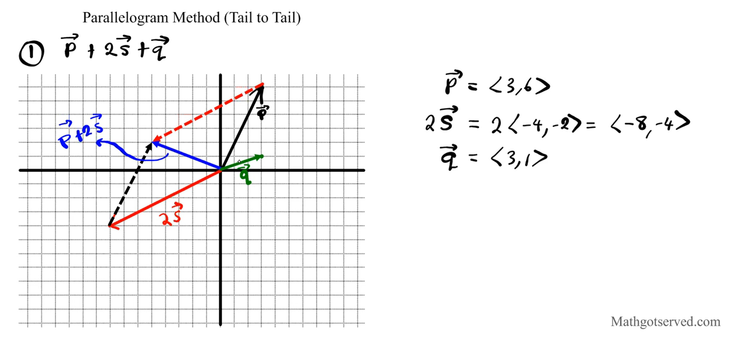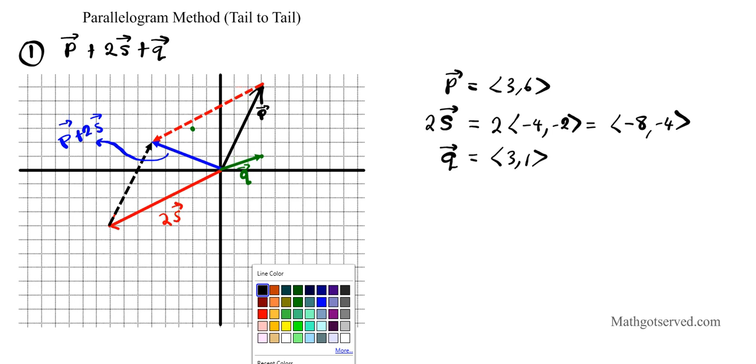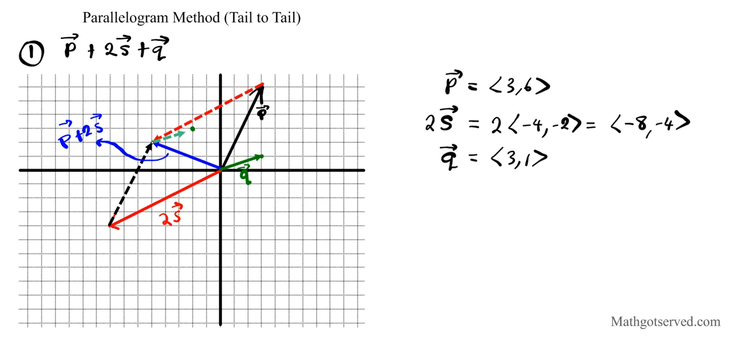Now we're going to create a parallelogram using the resultant of p plus 2s and vector q. Okay, so I'm going to translate vector q to the tip of p plus 2s. So to do that, I'm going to use the directions of vector q, the coordinate numbers. So I'm going to go up 1 over 1, 2, 3, right there. And then let's draw the translation of vector q onto the tip of vector p plus 2s. I'm going to use a dotted line because this is just a translation. It's not the actual vector q. So it goes from there to there.